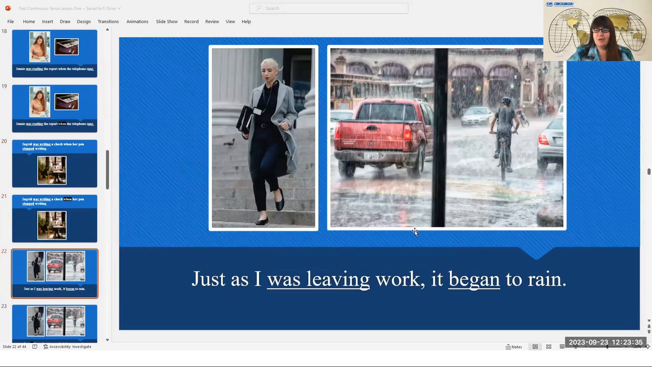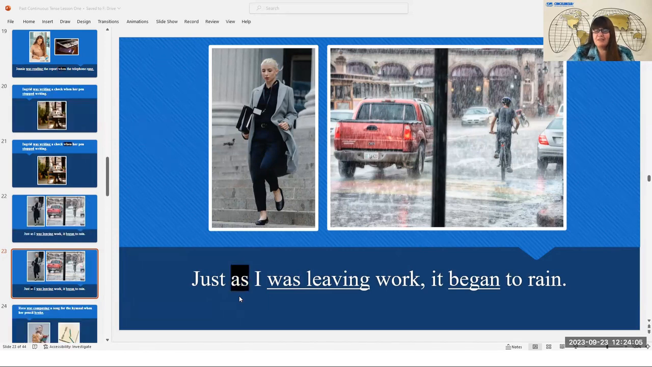Just as I was leaving work, it began to rain. So she walked out the door. She walked down the steps, no rain. And then almost immediately, boom, it began to rain. So when we say just as, almost at the same time, just seconds after. Just as I was leaving work today, it began to rain. So this is another example with as.